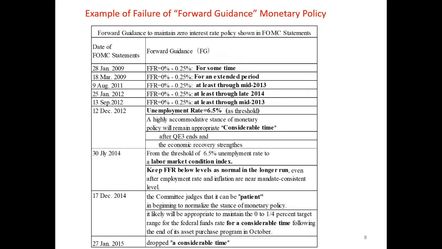This table shows that from 2009 to 2015, the Fed introduced monetary policy by forward guidance in order to maintain zero interest rate policy, but this table shows that it failed. Therefore, the Fed subsequently introduced a data-dependent monetary policy.